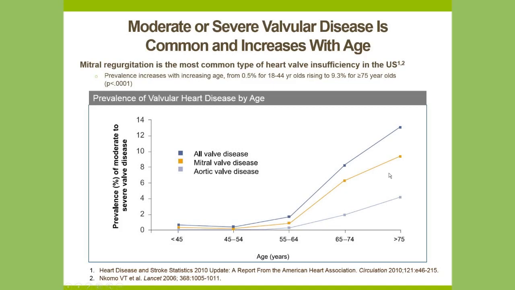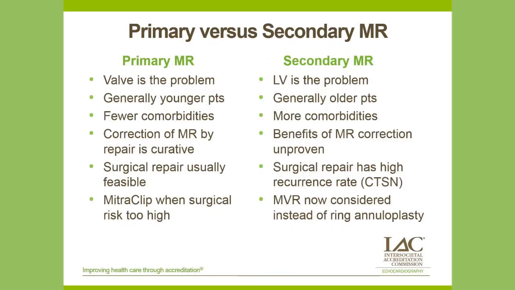Now, the caveat here is that this is mostly moderate MR and not severe. And aortic stenosis, if it's moderate, will progress to severe. Mitral regurgitation, if it's moderate, may stay moderate for years and years and years. But it's a very common problem that we encounter in the echo lab. So it's important to distinguish primary versus secondary MR.